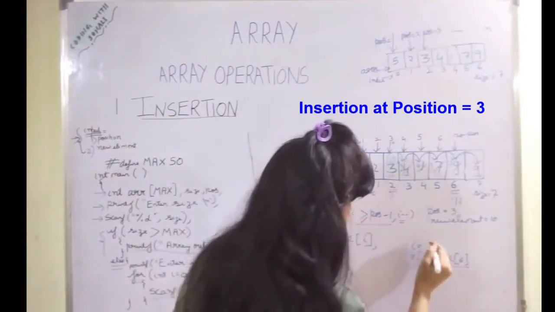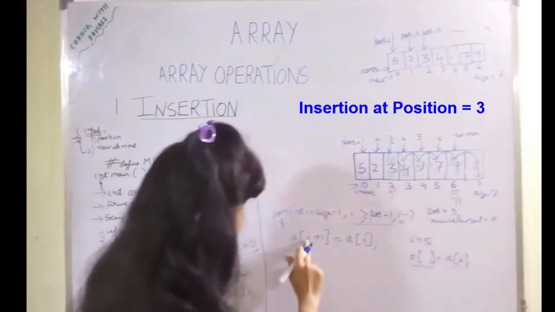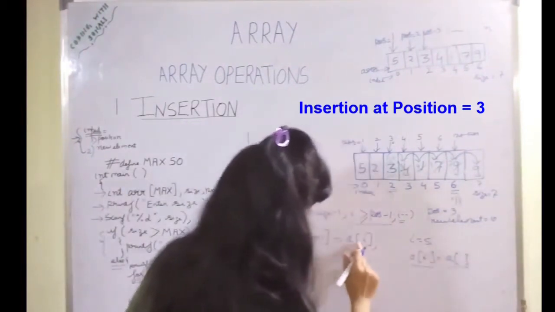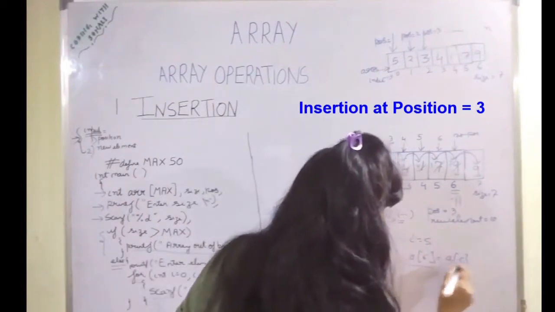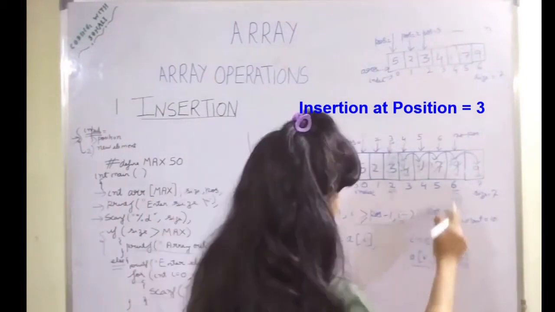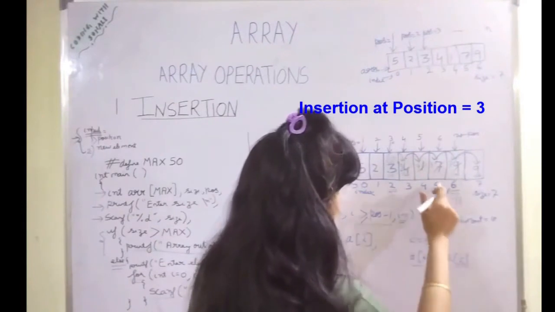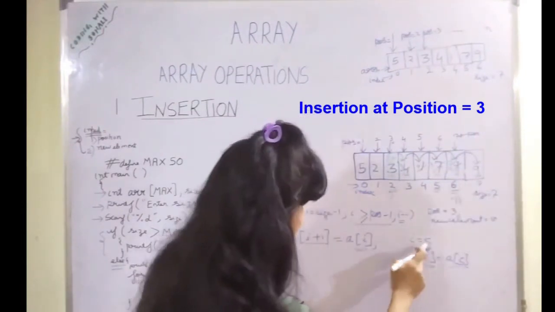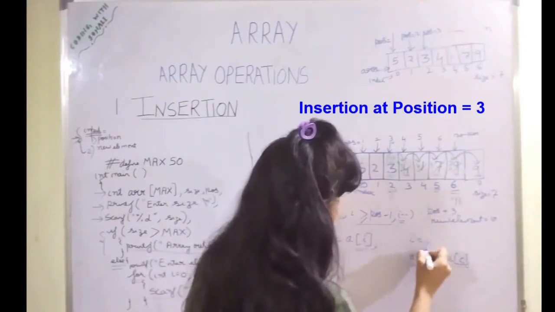So I becomes equal to 5. Then simply in that case 5 plus 1 is 6, A of 6 is equal to A of I, that is 5. So I want here actually A of 5. So what is A of 5? It is simply 7. So now again I gets decremented, I becomes 4.